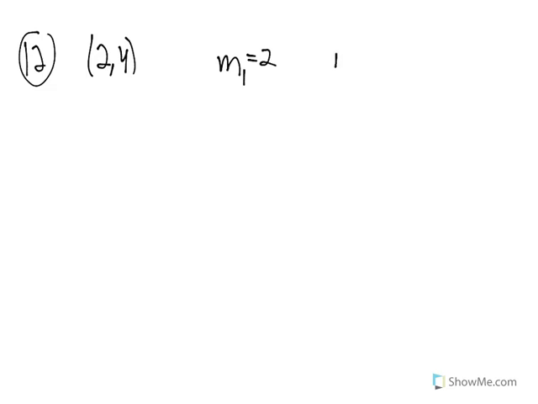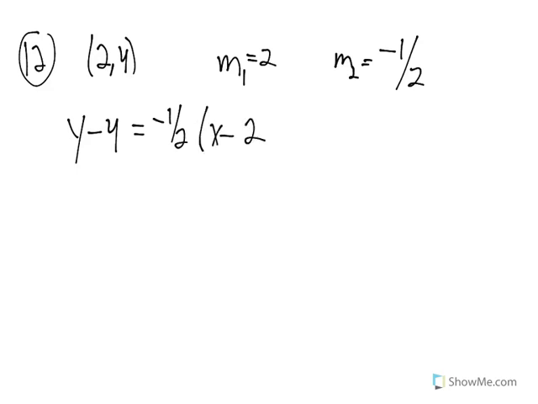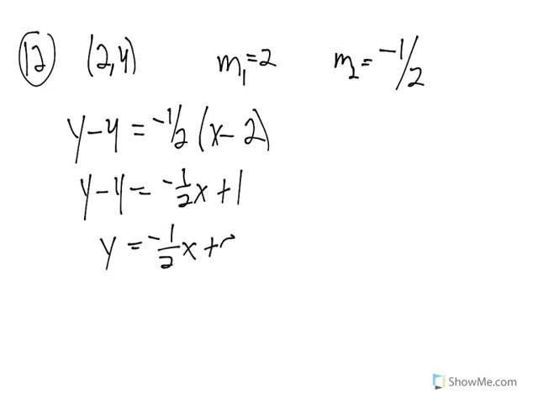So the slope of the line that we want then is negative 1 over that slope, which is 2. So negative 1/2. So y minus 4 equals negative 1/2 times x minus 2. Again, point slope formula. And then solve for y. So we get negative 1/2 x plus 1, so y equals negative 1/2 x plus 5. And there you are.